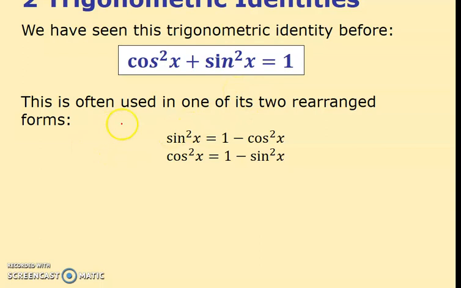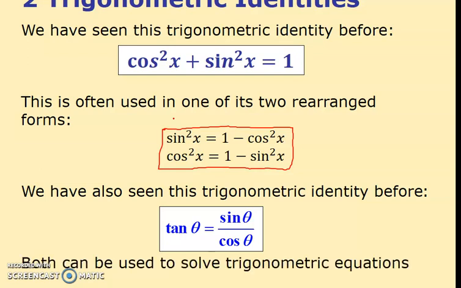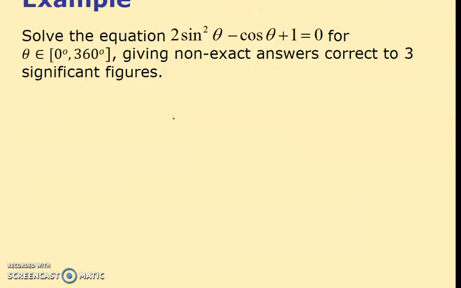These two resulting rearrangements are incredibly useful in a variety of contexts, but particularly what we're doing here today, where we're solving trigonometric equations. Very often you need to do this. And of course, there is the other identity that we've seen before as well, tan theta equals sine theta over cos theta. There'll be a number of times we're going to use that to solve equations as well. So let's have a look at our first one. Just a reminder, you can use these to solve equations.